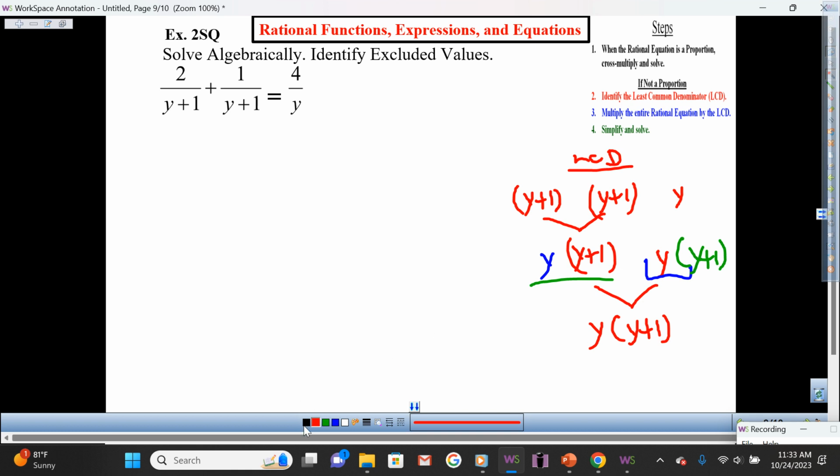So with that said, now that we have our LCD, we multiply the entire equation times that, but only the what? The numerators, yes? So my LCD is y plus 1. All right, I'll give you a head start so you can multiply that in really quick or set it up.